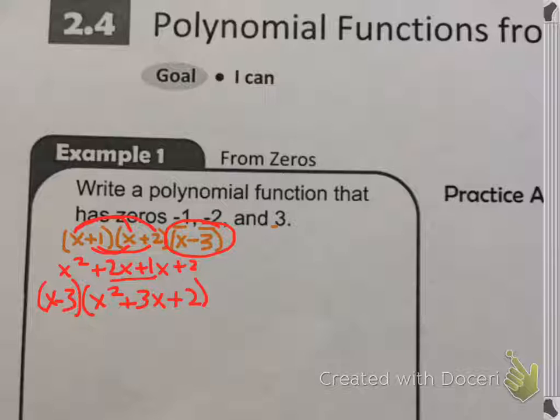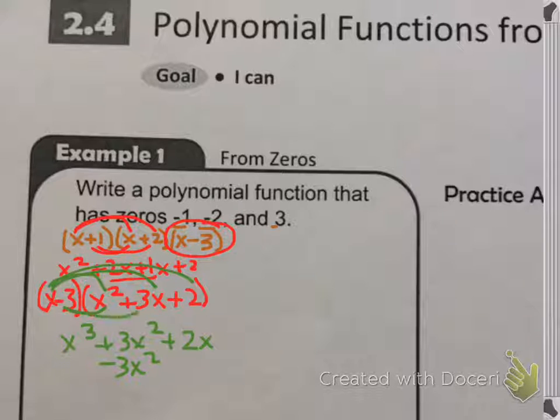So here we go. X times x squared is x cubed. X times 3x is 3x squared. X times 2 is 2x. Then I go to my negative 3. Negative 3 times x squared is a negative 3x squared. Negative 3 times 3x is negative 9x. And negative 3 times 2 is negative 6. If you notice, I stacked my like terms together. I like to do that so I can just add straight down.